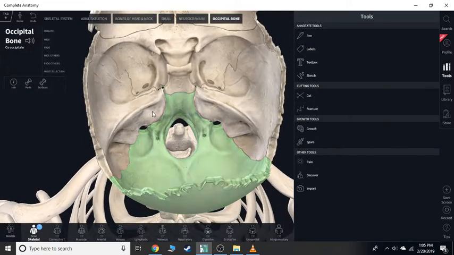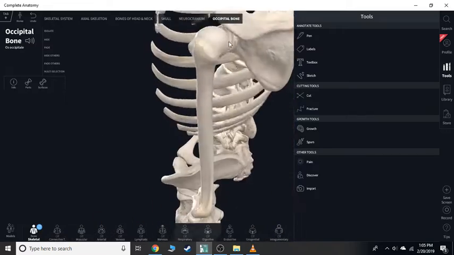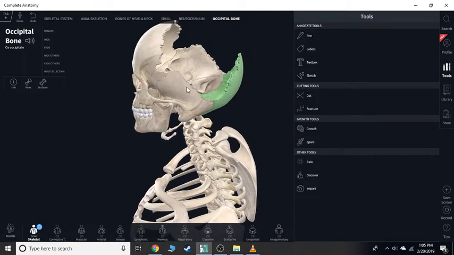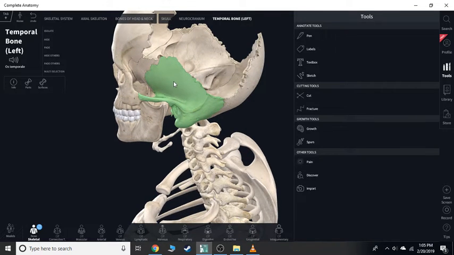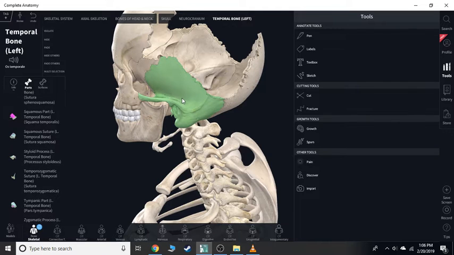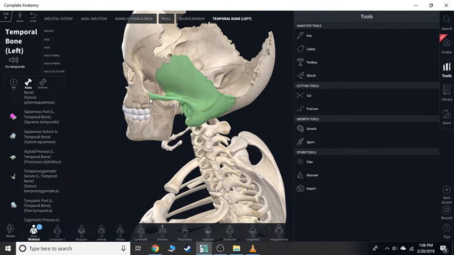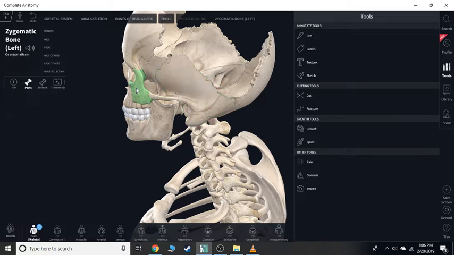Alright, next is the temporal bone. The temporal bone is a little weird. It has this long process here. A process is any part of a bone that sticks out to articulate with another bone or another part of the body. So this is called the zygomatic process, or the temporozygomatic process, and it connects with the zygomatic bone.